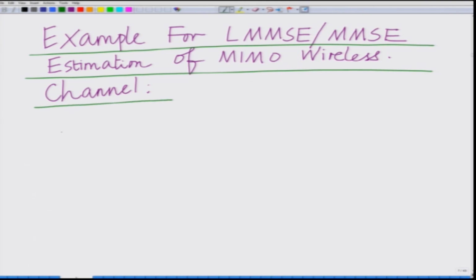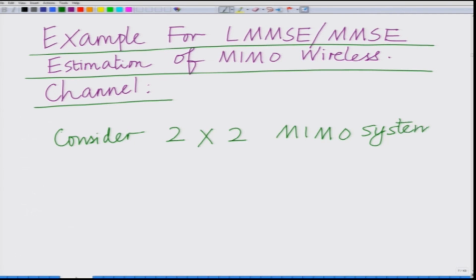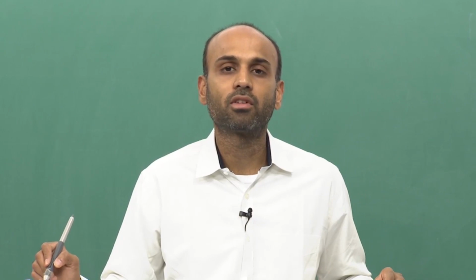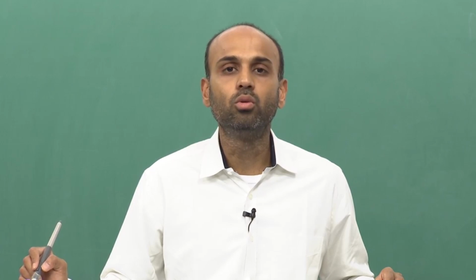Let us consider a 2 cross 2 MIMO system. Consider a 2 cross 2 MIMO channel. A 2 cross 2 MIMO channel implies, remember this is an M cross R system, where M is equal to 2, that is your number of transmit antennas, and R is equal to 2, which is the number of receive antennas. So, we have a 2 cross 2 MIMO system, M cross R, M is the number of transmit antennas, R is the number of receive antennas. This is a 2 cross 2 MIMO wireless channel.